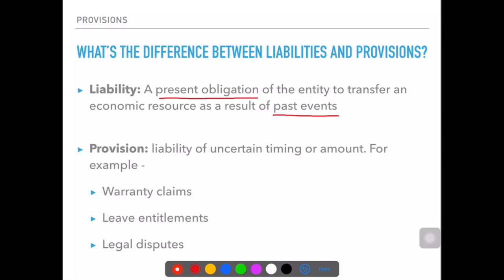But how is this different to a provision? If we have a liability, but we're not exactly sure about the timing of when it has to be paid, or we're not exactly sure about the amount, then we get ourselves a provision. For example, a business knows that there'll be some warranty claims, but they don't know exactly the amount. But based on past experience, it's been roughly $3,000 a month consistently for the past few years.